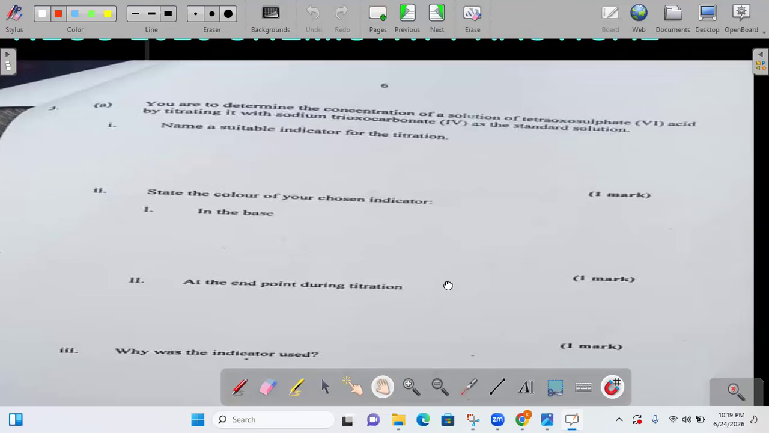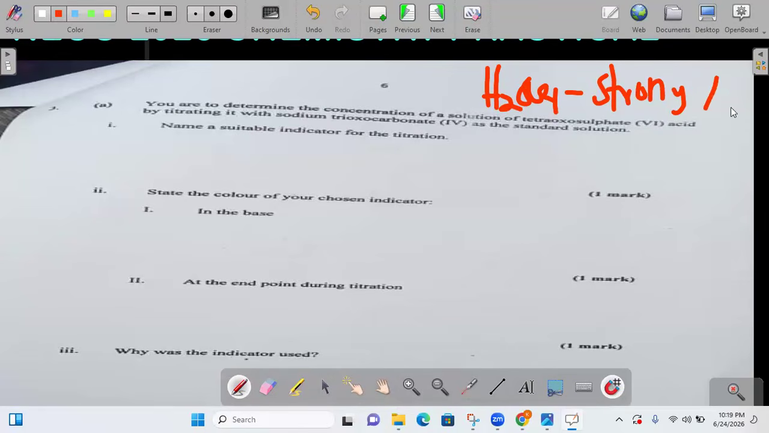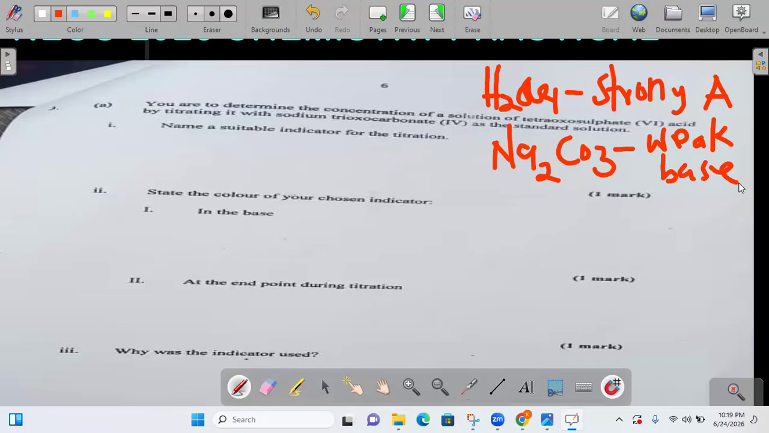So the H2SO4, our H2SO4 here, is a strong acid. Do you understand? It's a strong acid. While the sodium carbonate, Na2CO3, is a weak base. So what happens when you are titrating a strong acid against a weak base? Which indicator is suitable? You are using what we call methyl orange.